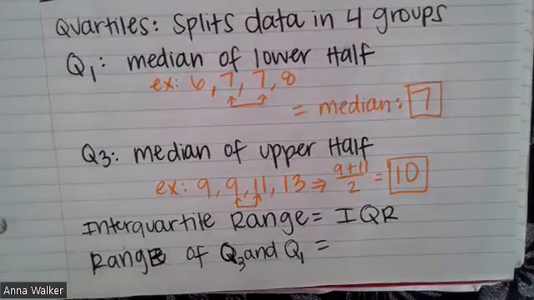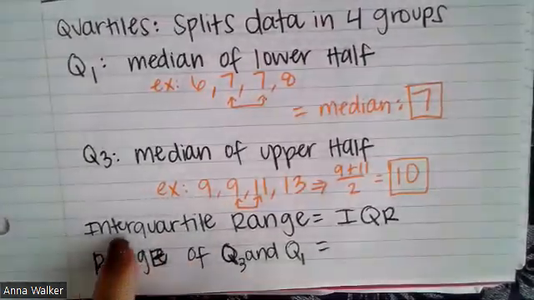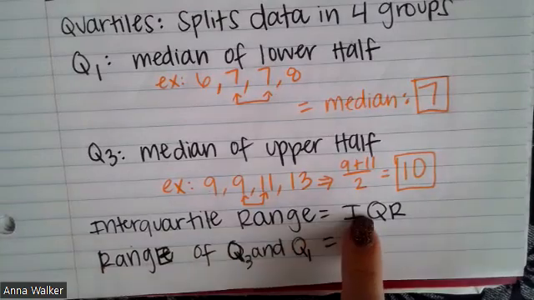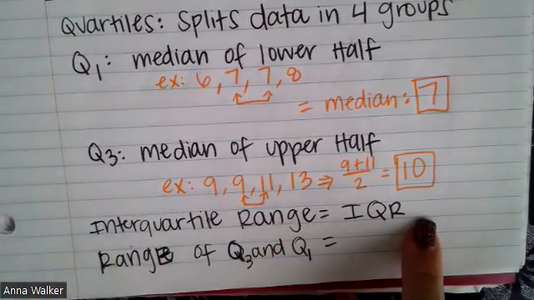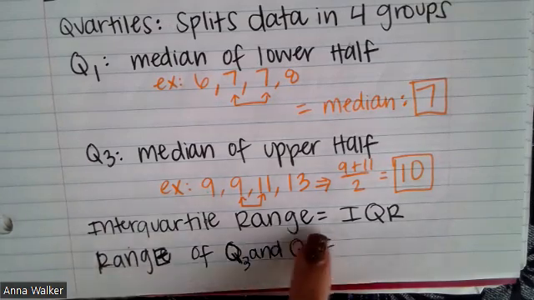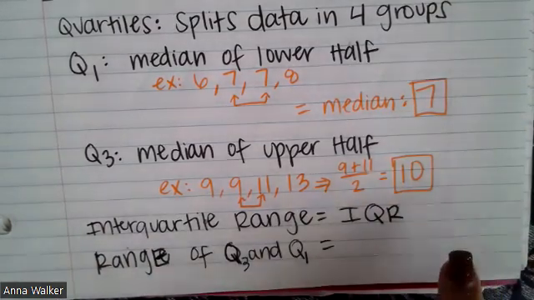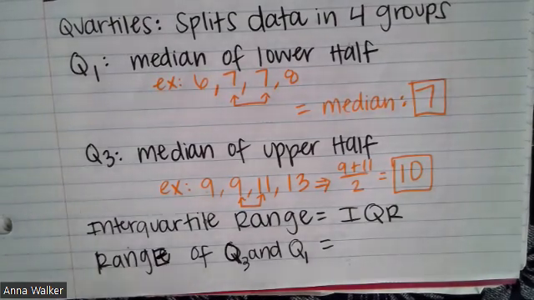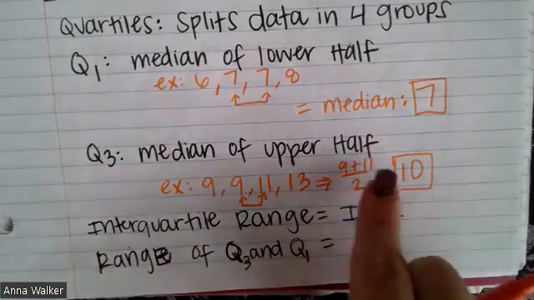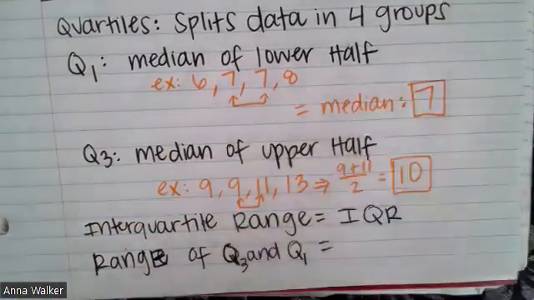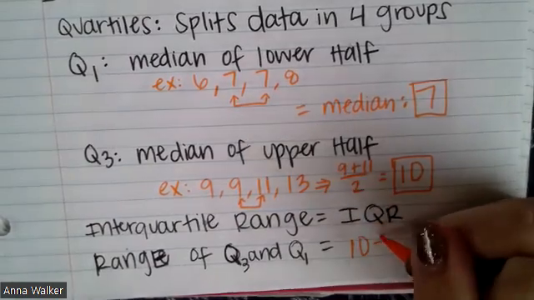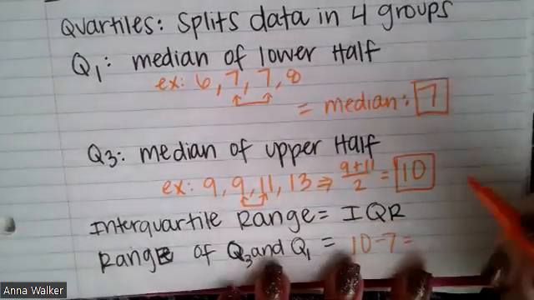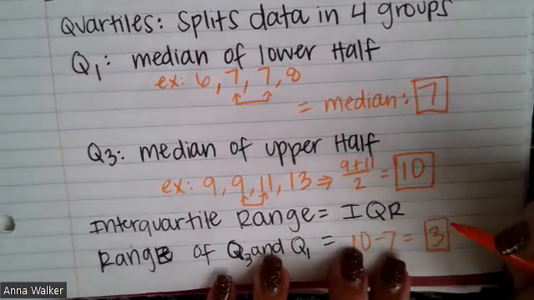The last thing that's interesting with quartiles is what's called the interquartile range, or, since that's a very long phrase, we abbreviate it IQR. That is when we look at the range between the first and the third quartiles. Typically when we calculate the range, we find the difference between the biggest and the smallest value in the data set. When we want to look at the range of quartiles, we take the biggest quartile, which is the third quartile, and the smallest quartile, which is the first quartile, and we find the range of those numbers. So 10 minus 7 in this case is going to be 3. So our interquartile range is 3.